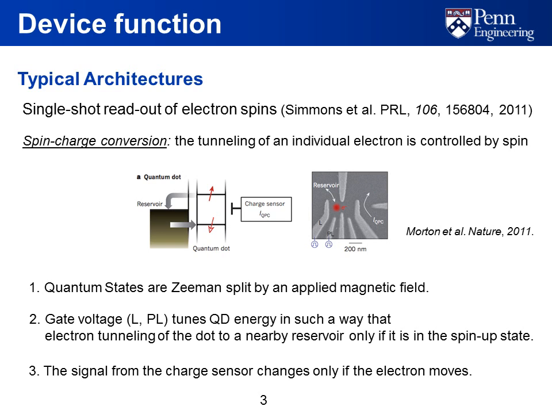Quantum states of spins in the quantum dot can be split by an applied magnetic field. Gate voltage is tuned in such a way that electron tunneling from the dot to a nearby reservoir only happens if it is in the spin-up state. The signal from the charge sensor changes only if the electron moves. Therefore, a non-zero signal corresponds to the spin-up state, and the zero output means the spin-down state in the quantum dot.